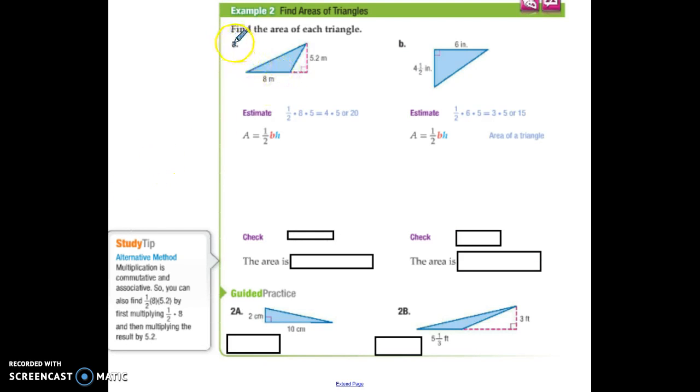Here, example 2, part A. Here's a good example to write down. The base is 8, I would say, and the height is 5.2. Okay, so what I'm going to do is write down the problem first. Alright, that's a good start.